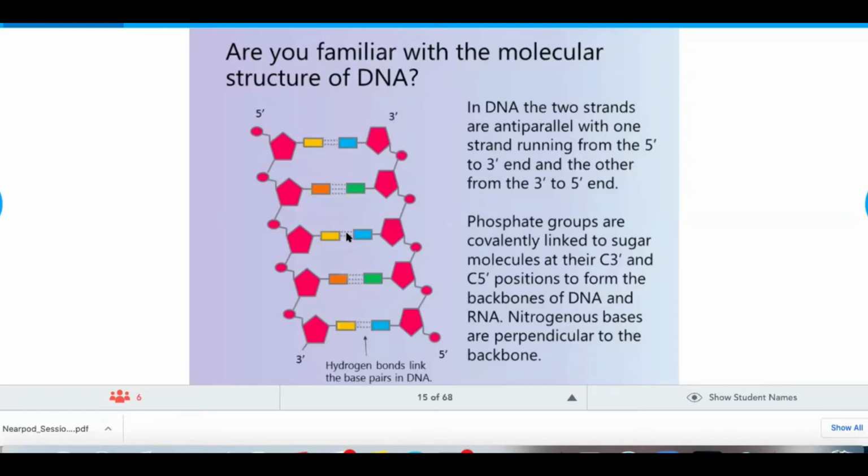You have A going with T and you have G going with C. And these dotted lines are your hydrogen bonds. So it's telling you that the G and C have 3 hydrogen bonds between them. A and T have 2 hydrogen bonds.